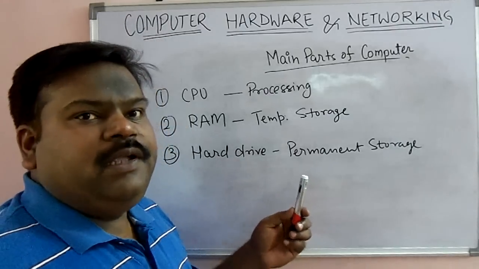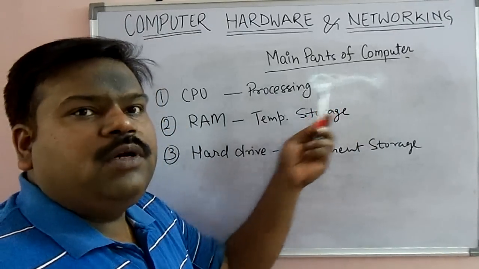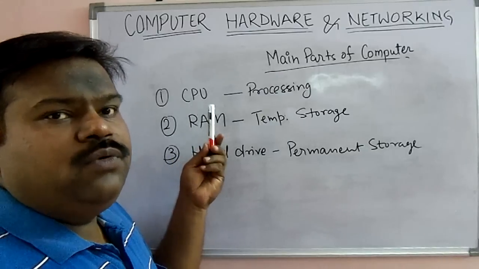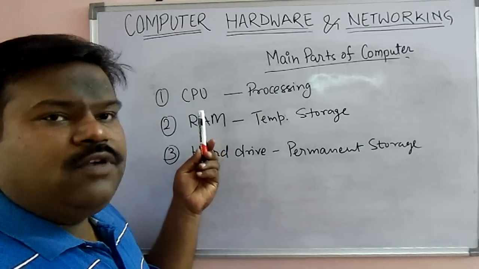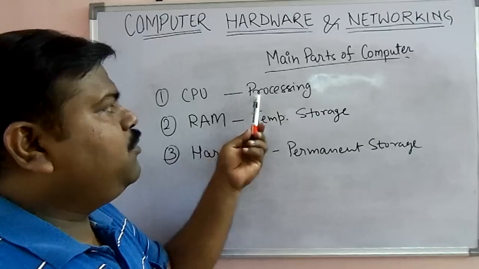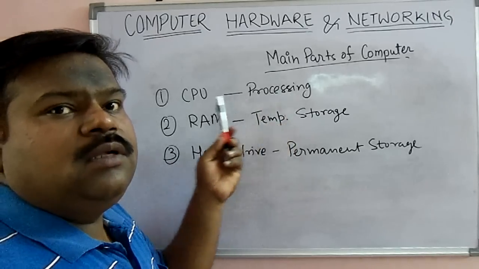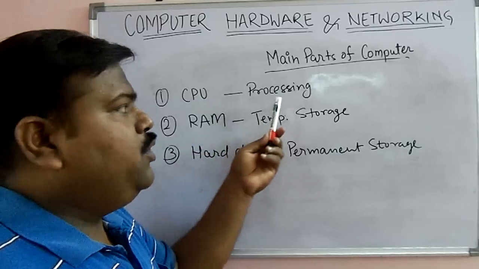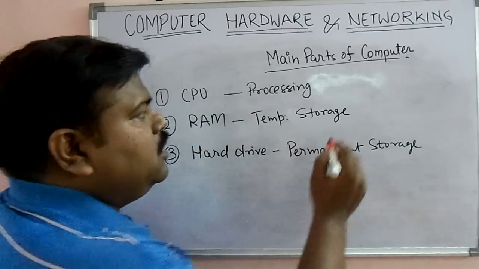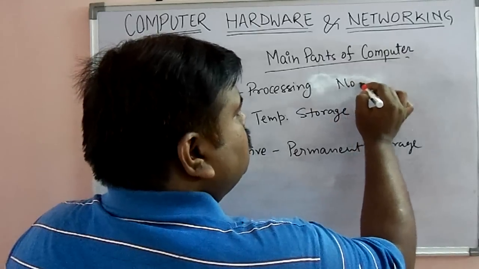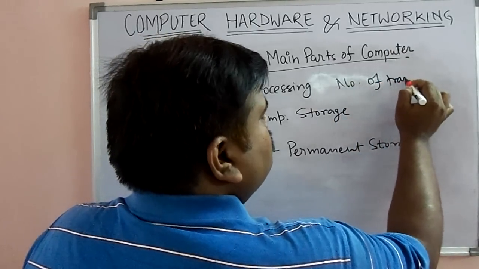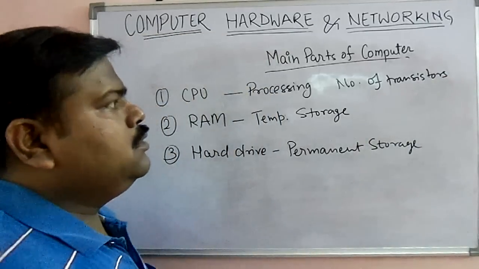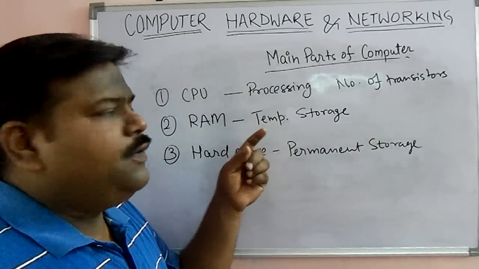Now we will see the main parts of computer. First is the Central Processing Unit, CPU. This is the heart of the computer. Basically all the processing work is conducted here only. CPU is made up of a number of transistors.